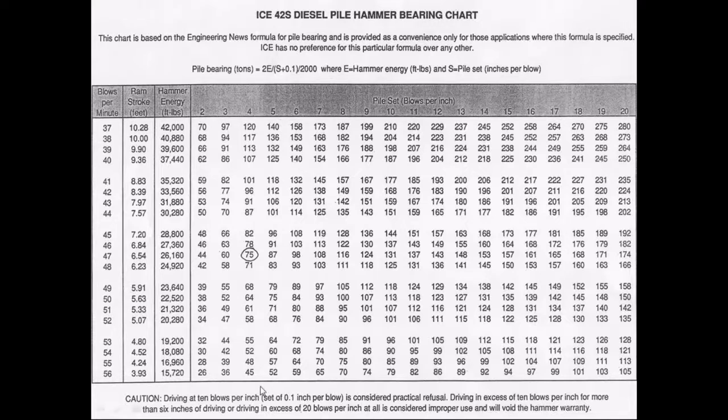One of the things I want to point out with this chart is down on the bottom. It says driving at 10 blows an inch is considered practical refusal. It goes on to say driving in excess of 10 blows per inch for 6 inches, or 20 blows an inch, is considered improper use and will void the hammer warranty. So you typically see a few specs out there that require piles to be driven to 20 blows an inch, but contractors don't like that because some of the hammer manufacturers won't warranty the hammer.